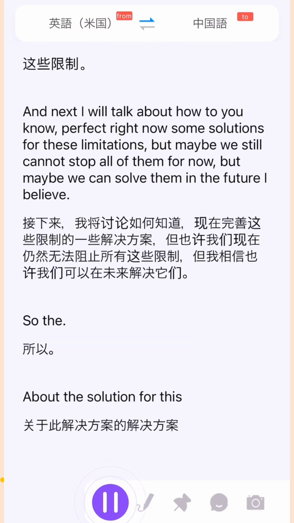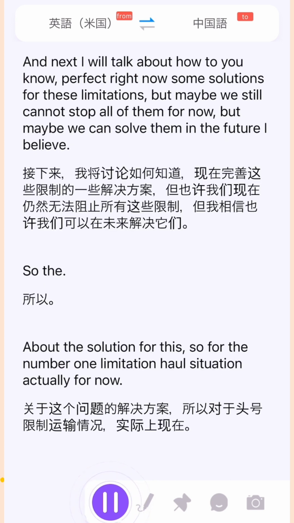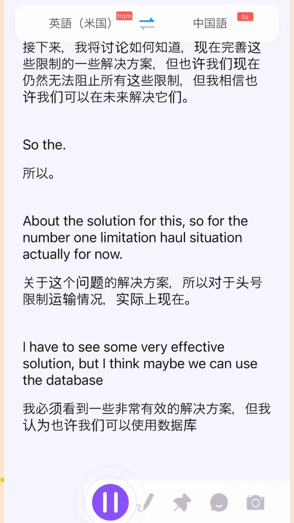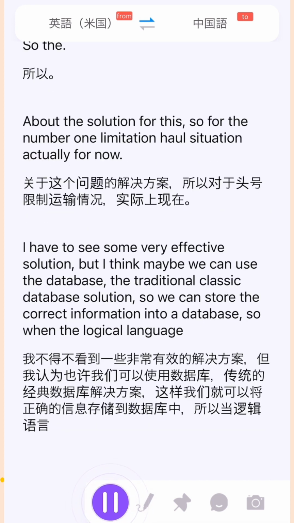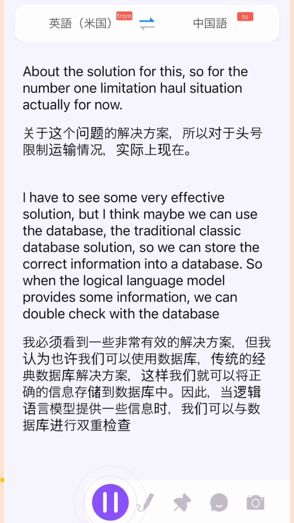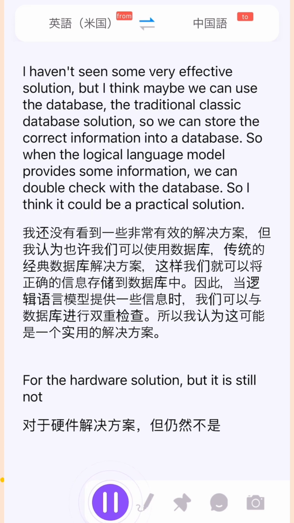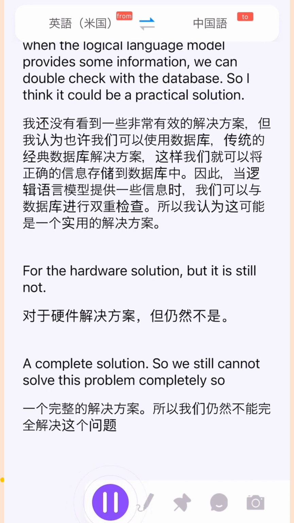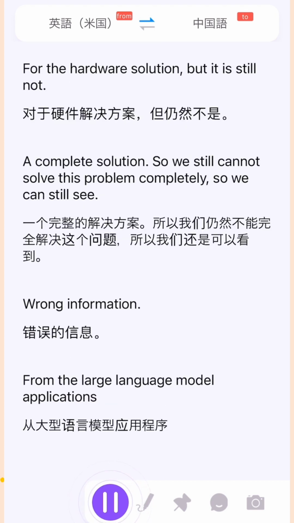Then about the solutions. For the number one limitation, hallucination, for now I haven't seen a very effective solution, but maybe we can use the traditional classic database solution. We can store the correct information in a database, so when the large language model provides some information, we can double check with the database. I think it could be a practical solution for hallucination, but it is still not a complete solution. We can still see wrong information from large language model applications. This is the first one.